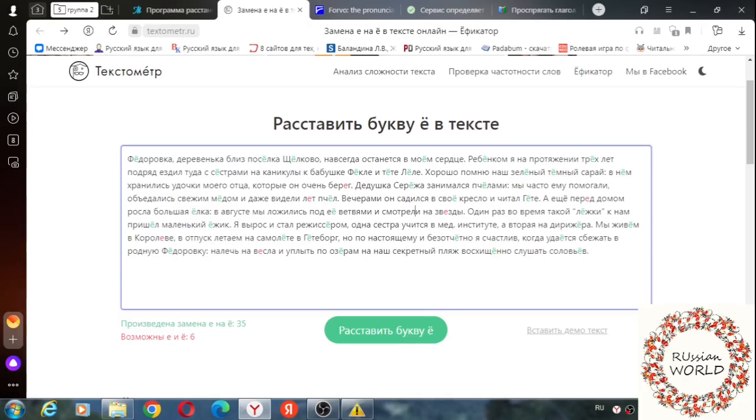So also be attentive about the context and you will understand which word you need here. For example, this sentence is about a guy who was keeping safe something. So I have to pick up word берег with letter yo.